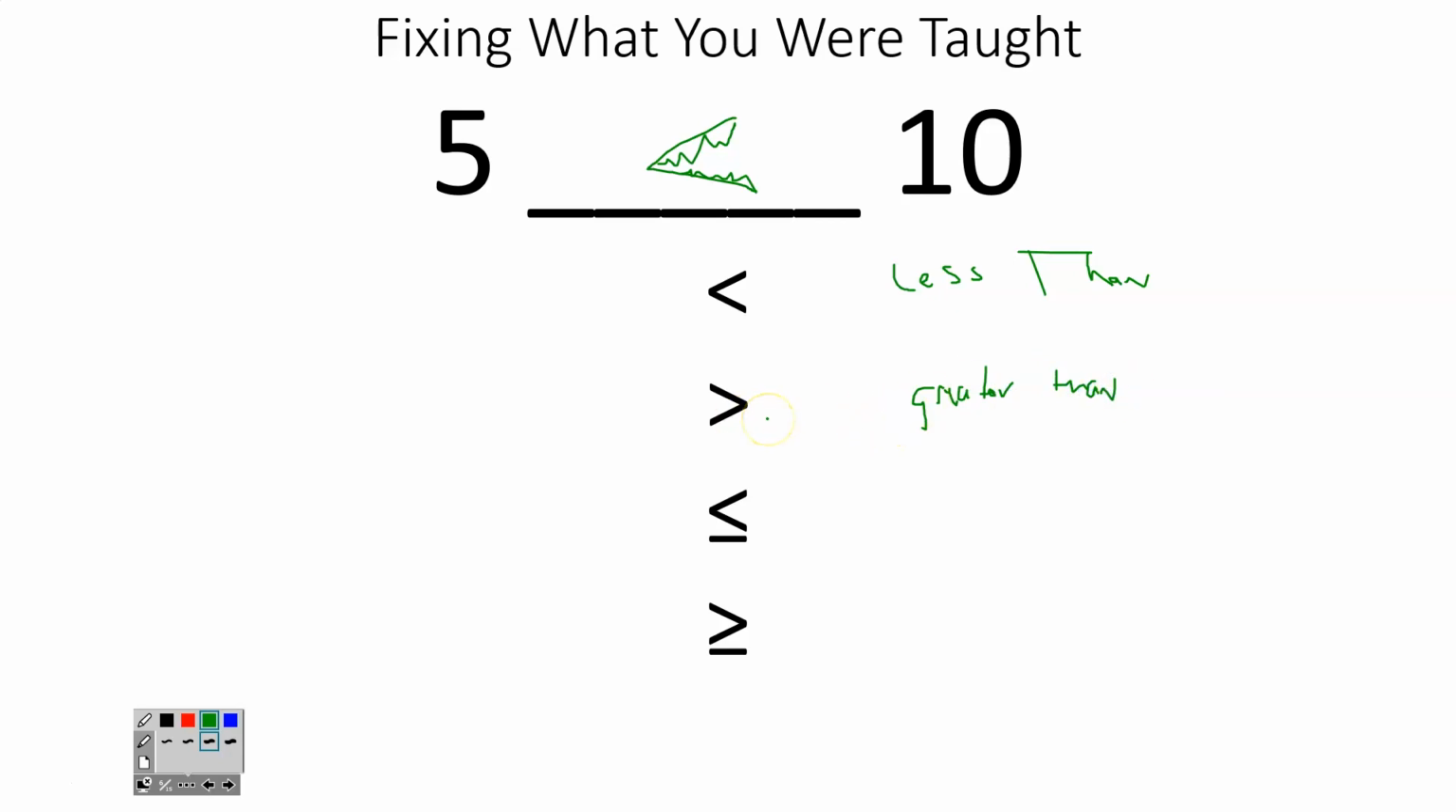To do that, you make a J, which is kind of what a G is, and then squish it down, and there you go. This would be a less than. That line underneath it means it's also equal to. This would be a greater than.